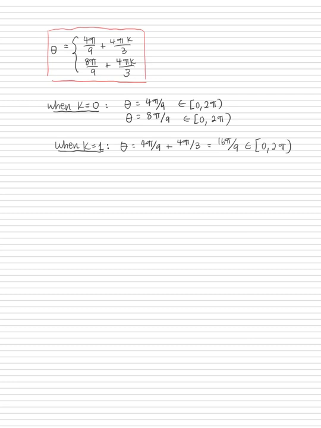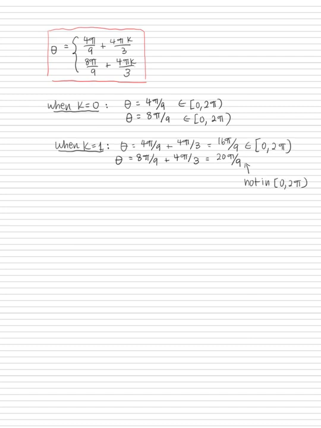Okay, now let's go with the other angle theta. So this theta is going to be 8 pi over 9 plus 4 pi over 3. So this is going to be 8 pi over 9 plus 12 pi over 9. So this is 20 pi over 9. Okay, so can you tell whether this theta is inside of 0 to 2 pi or not? It actually is not. Okay, so let me just write it. This one is not in 0 to 2 pi.